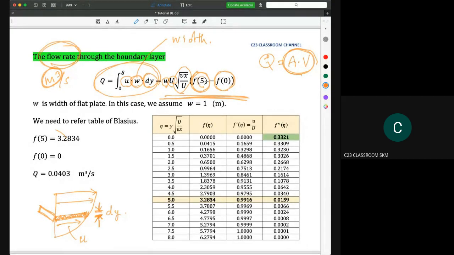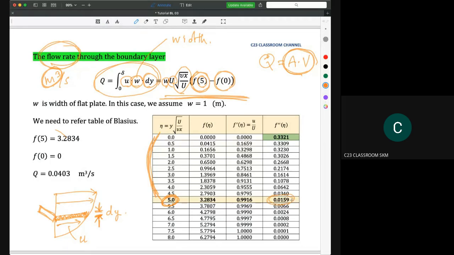So why do we take f5? Because from the f5 here, this is the maximum or the limit for the boundary layer. So that means we need to calculate all the values here. And then we know when we integrate, f5 minus f0, f5 here is 0.09.